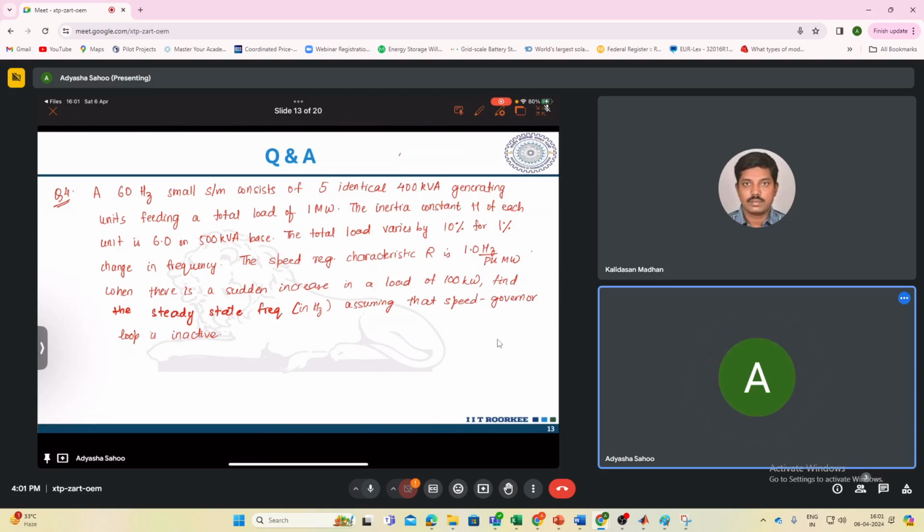So this question, system load PL, feeding a total load of 1 megawatt is given. So 1 megawatt, and the increase in load is 100 kilowatt, right? Plus 100 kilowatt. So that will give us 1.1 megawatt.